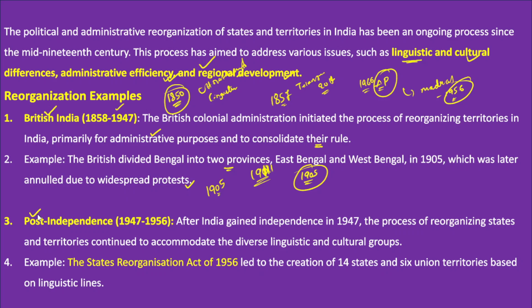Post independence also we have seen the administrative reorganization of states and union territories. After India gained independence in 1947, the process of reorganizing states and union territories continued, because we live in a country with diverse linguistic and cultural groups that led to more and more demands. The 1956 States Reorganization Act was passed, and this act led to the creation of 14 states plus 6 union territories. This was primarily based on linguistic lines.